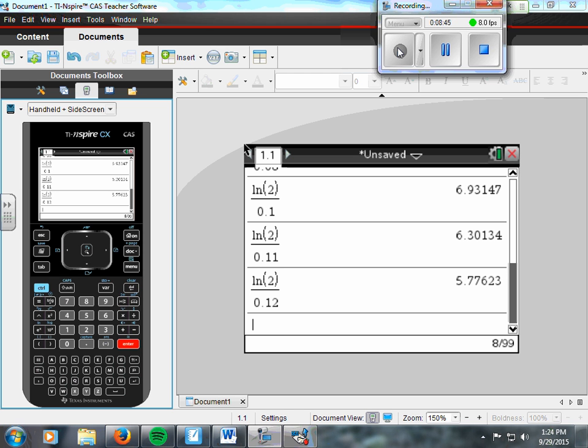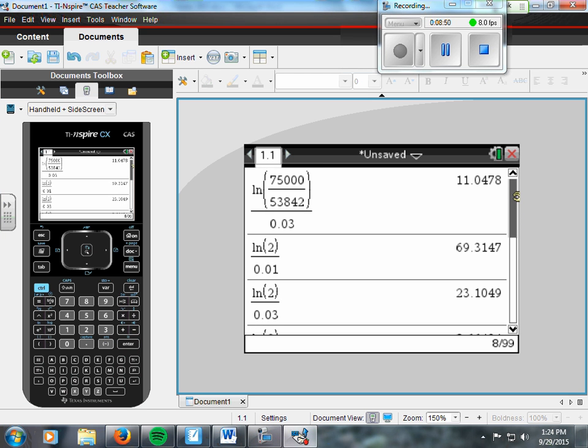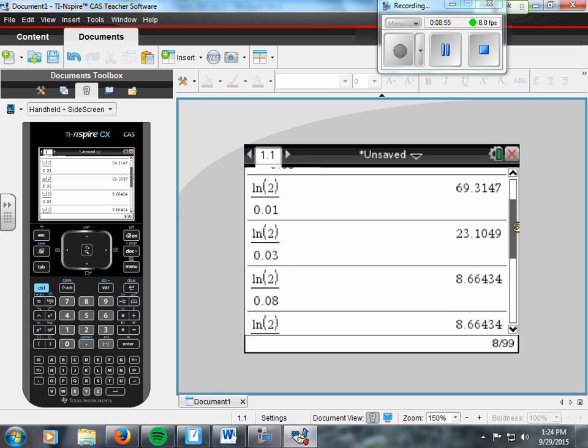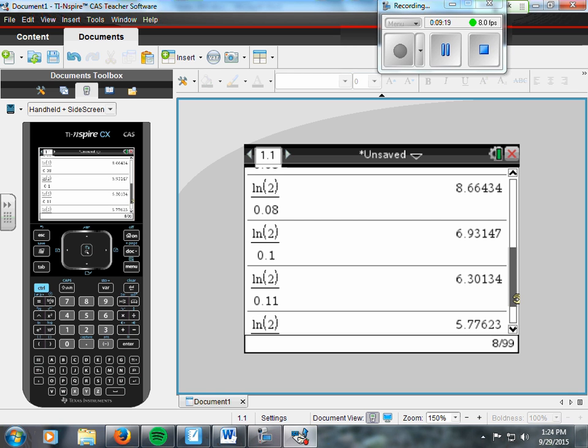Okay, so I have typed them all in, and I want you to notice how important the interest rate is. So when I had 1% interest rate here, it took me 70 years almost to double my money. But when I had 3% interest rate, it took about 3 times fewer years. So that's 23 years. And when my interest rate was 8%, it took me 8.6 years. And then at 10%, it only takes about 7 years.